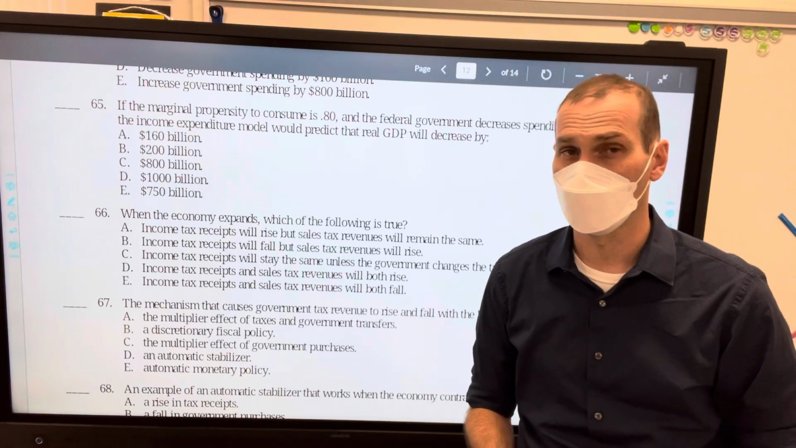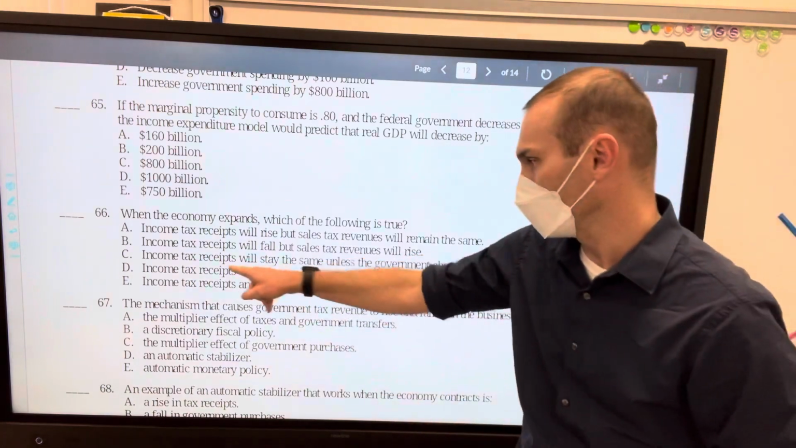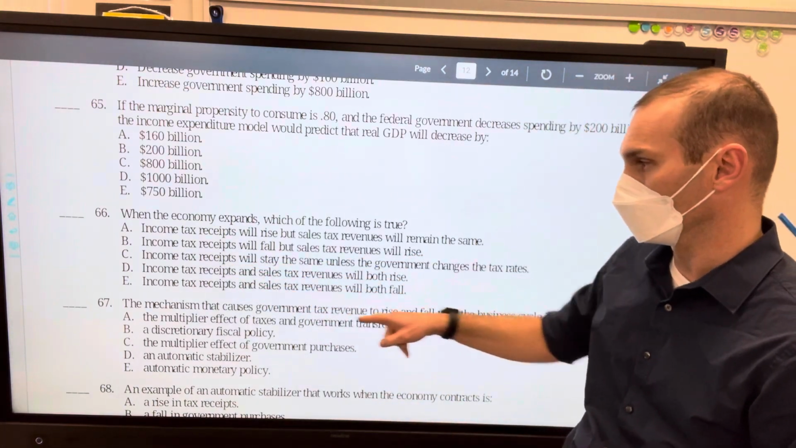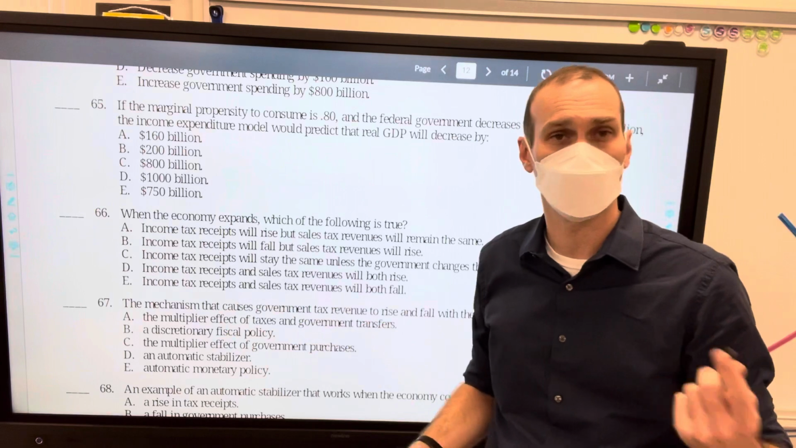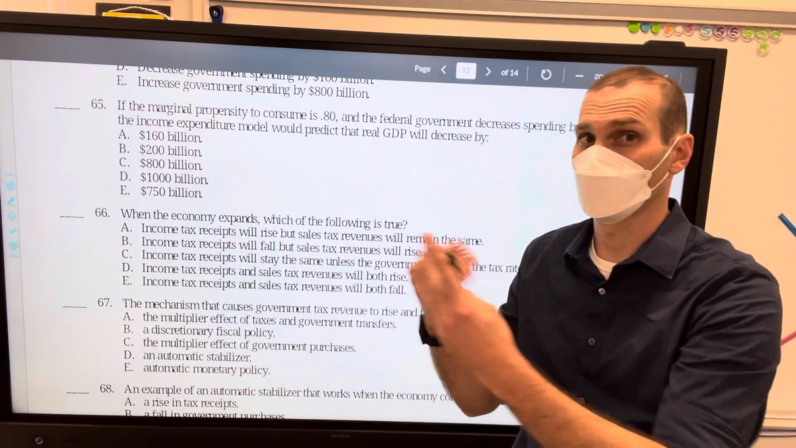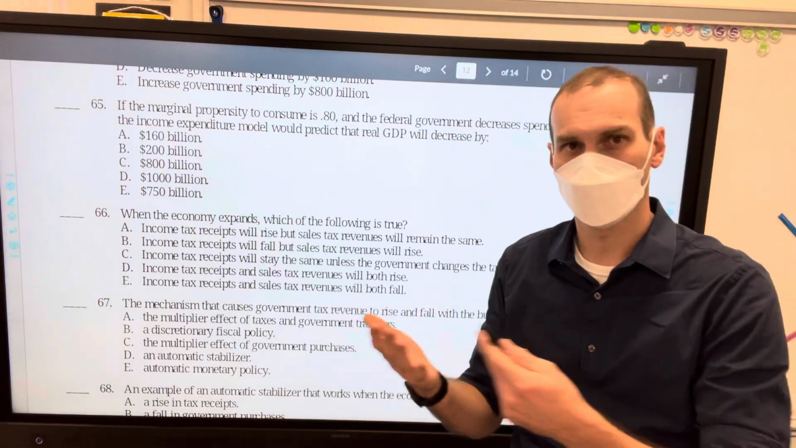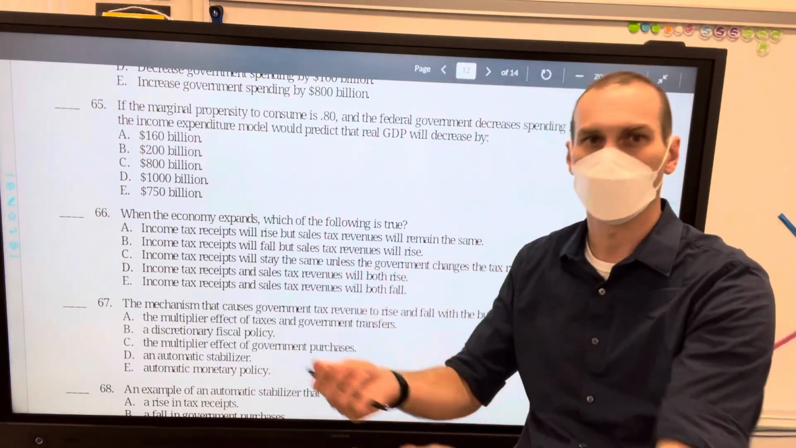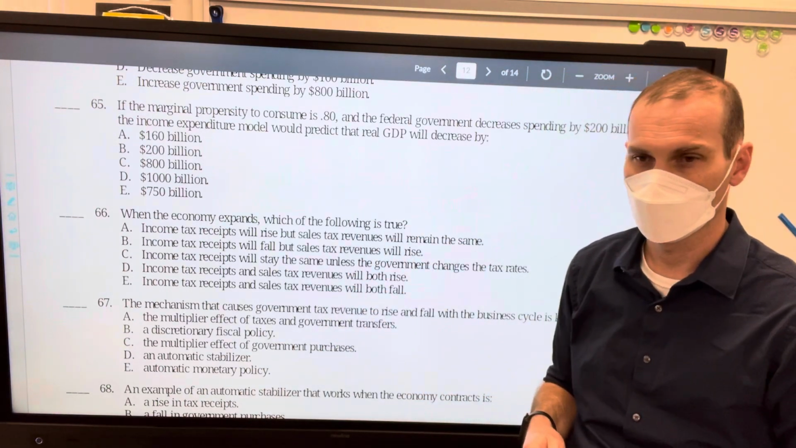So that's the only way you need to think about it: income tax receipts and sales tax receipts will rise because income tax, your income goes up, sales tax, our demand's increasing. So every time things are bought, and since more things are being bought, more tax receipts, more money from taxes will come in. All good there?